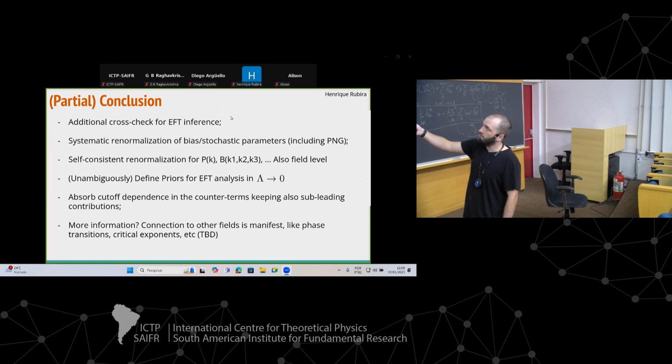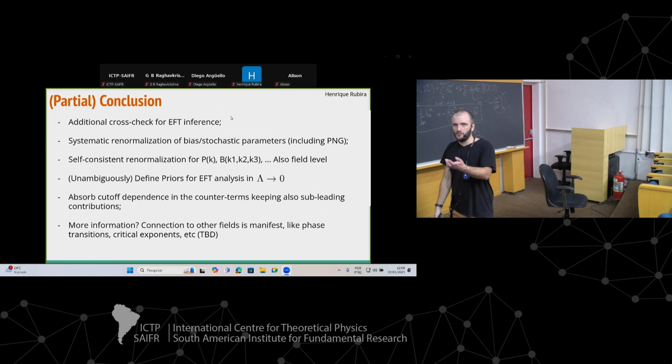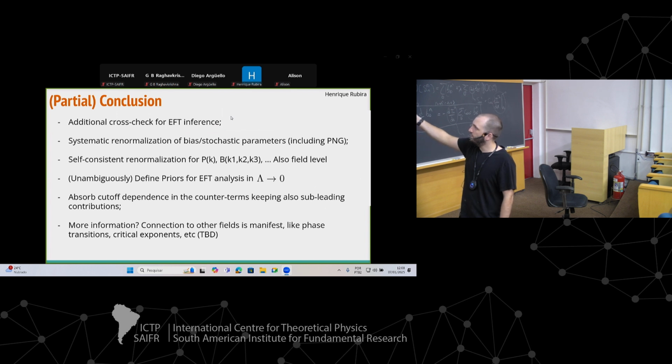So you also mentioned the priors. It provides a very unambiguous way to define the priors for EFT analysis, which is when you take lambda and bring it to 0, because then you reproduce this large-scale bias limit. If it has more information, it's something we are trying to think about now.